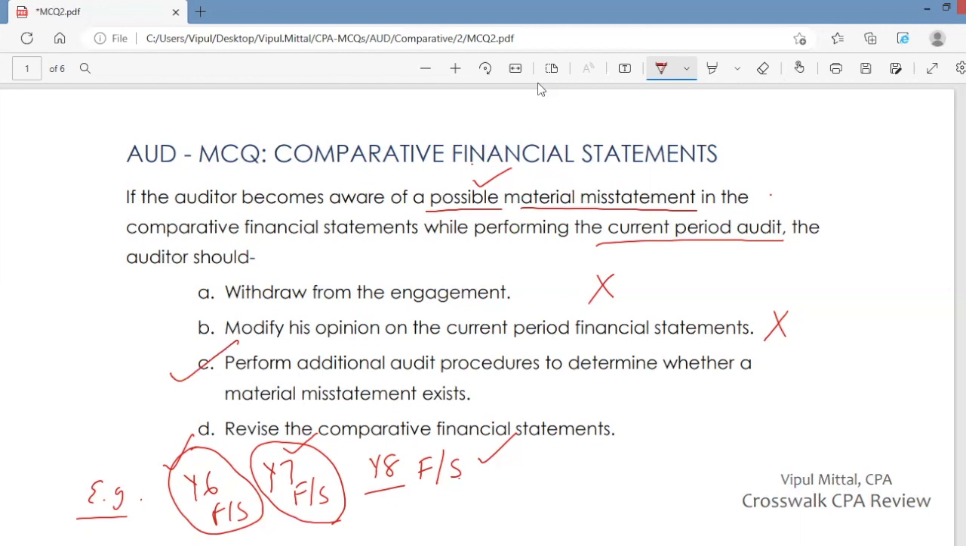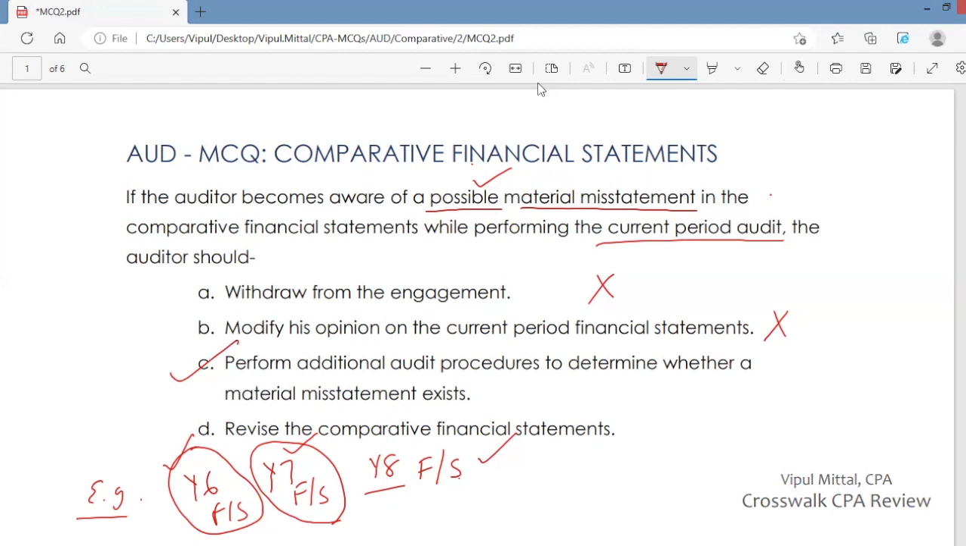Answer option D. Revise the comparative financial statements. First thing is that revising the financial statements is not your job. It's the job of management. Management would revise if needed. So if there is any revision required, that has to be done by management. You won't do that revision. You will only suggest that revision to management, that this change is required in the financial statement.